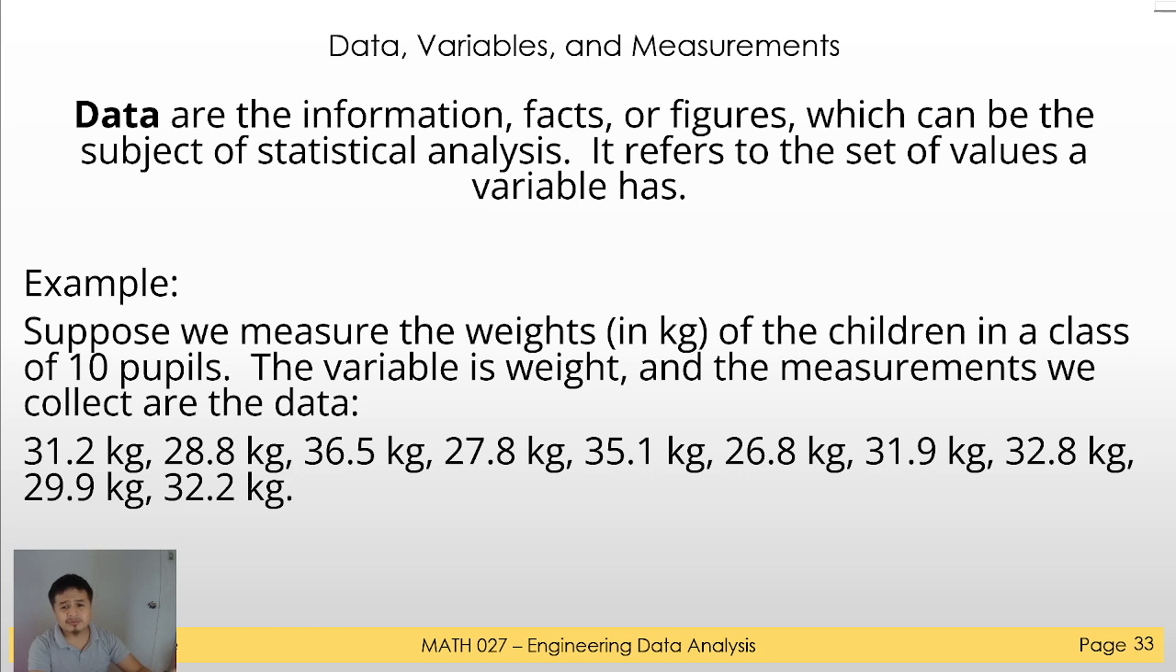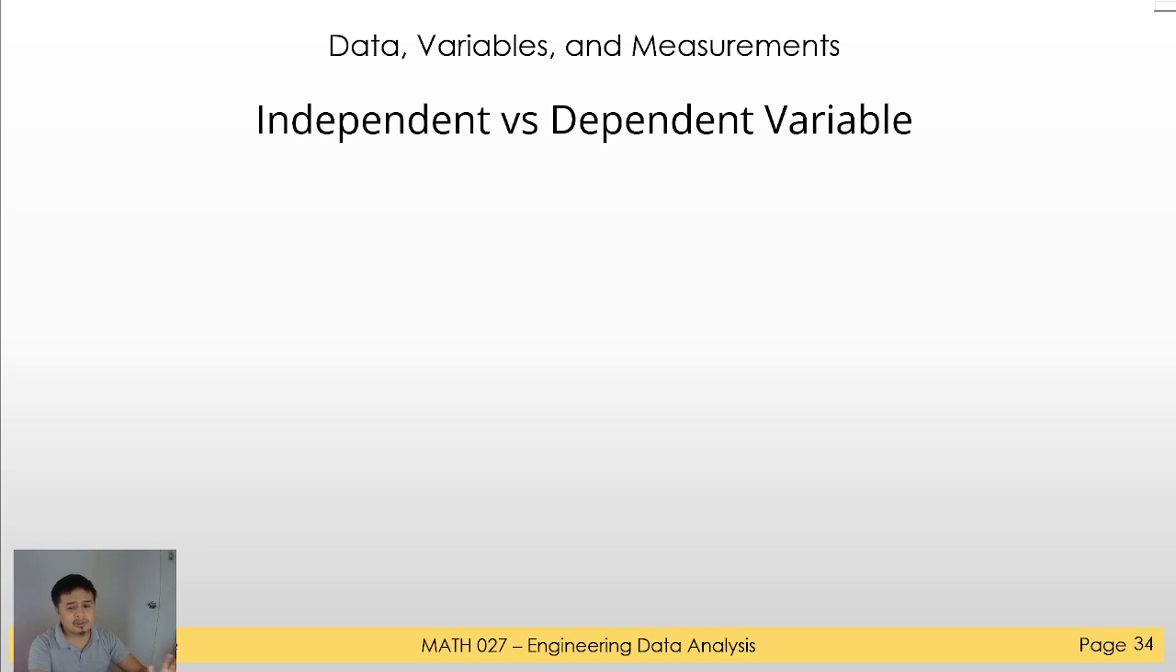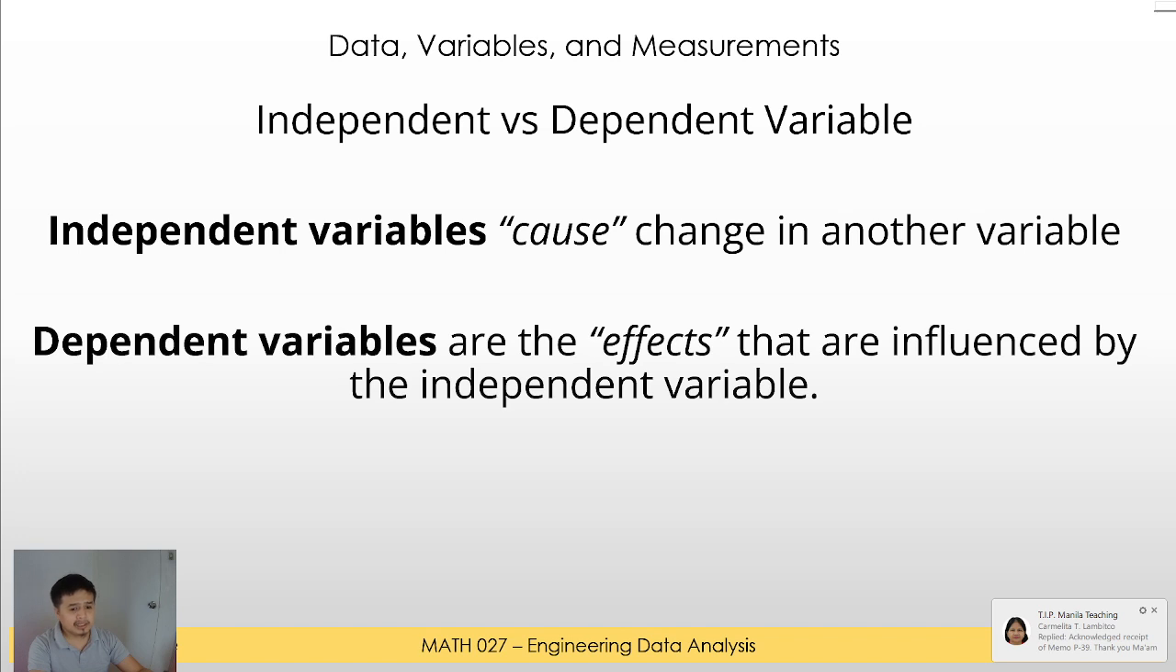So let's say we want to measure the weight of the children in a class of 10 pupils. The variable there is the weight, and the specific measurements that we got will be the data. So we have a collection of data here, and there is also variability in the data. So we have 31 kilograms, 28, 36, and so on. And we could analyze this data. Let's say we want to figure out the mean weight, or the average weight of the students, and so on.